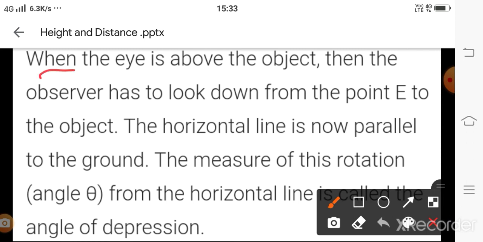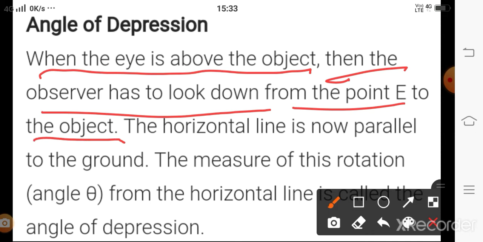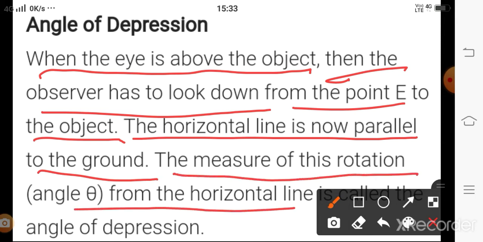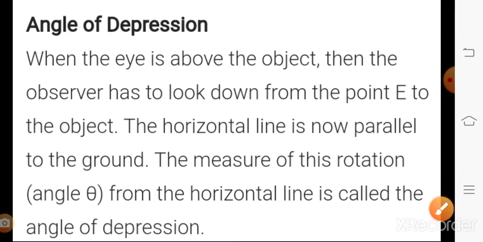And when the eye is above the object, then the observer has to look down from the point E to the object. Then the horizontal line is parallel to the ground. The measure of this rotation from the horizontal line is called the angle of depression. We get the angle of depression when we are looking from top to bottom. If the observer is on the top and the object is on the bottom, then the angle formed is called the angle of depression.